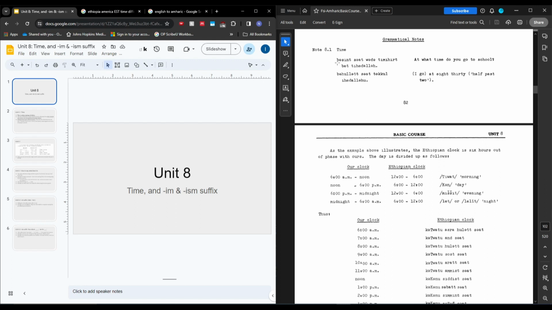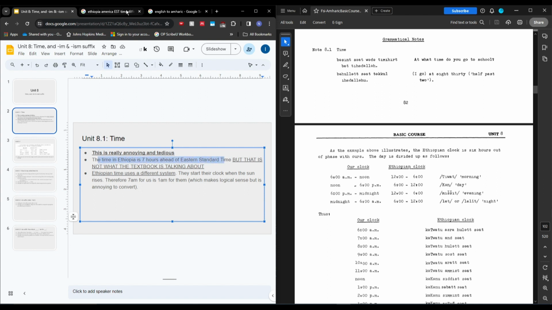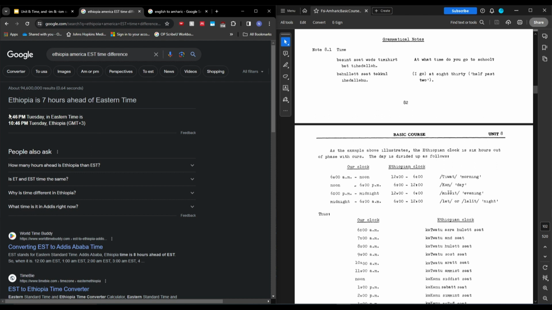Unit 8, starting with the grammatical notes for 8.1. 8.1 is about time, and the time system in Ethiopia is really annoying and tedious. The time in Ethiopia is 7 hours ahead of Eastern Standard Time. If you look up here, this is about the time for me right now, and this is the time in Ethiopia.